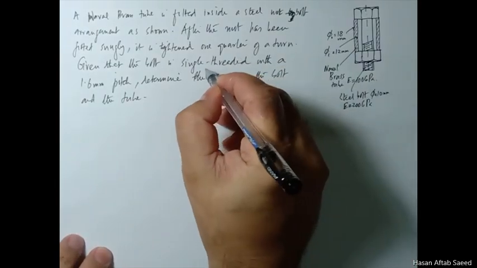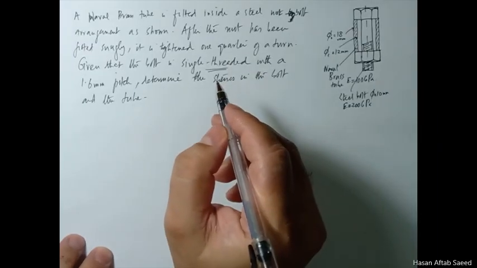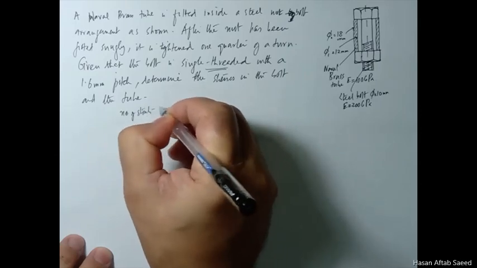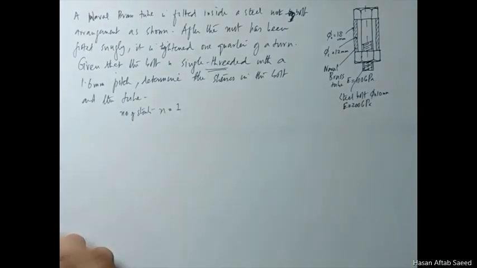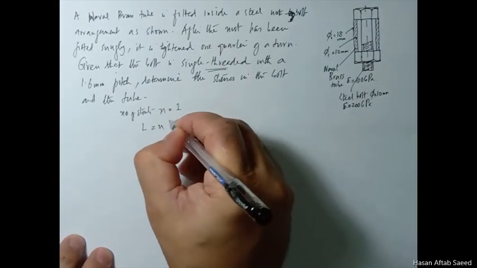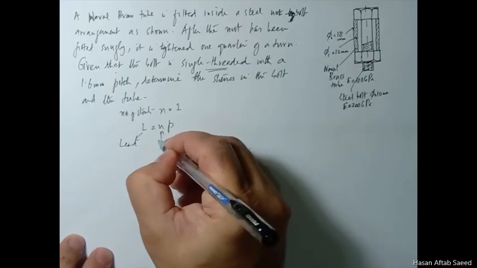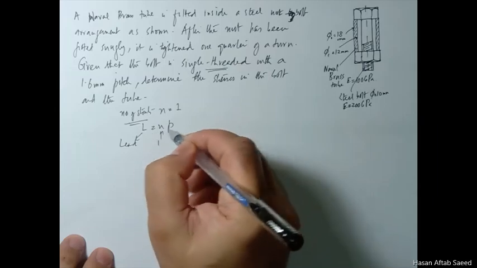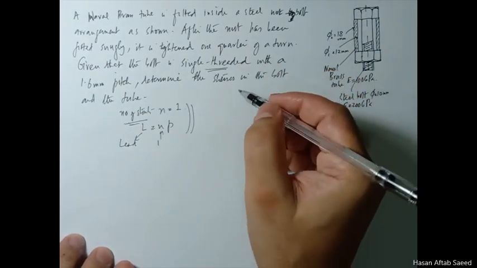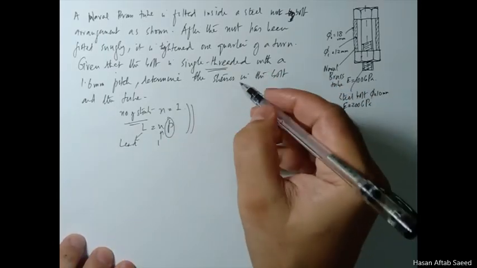It says single threaded. Single threaded simply means the number of starts n is equal to 1. That means you have this relationship between the pitch and the lead. This is the lead. For a single thread, n is equal to 1, so your pitch and the lead are the same. So what you need to do here is just focus on the pitch, because lead is equal to the pitch. And what is the pitch?